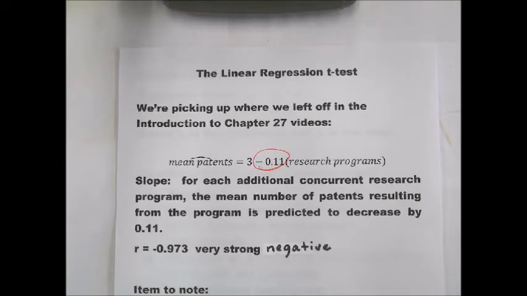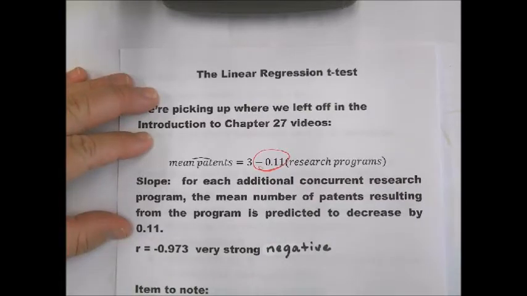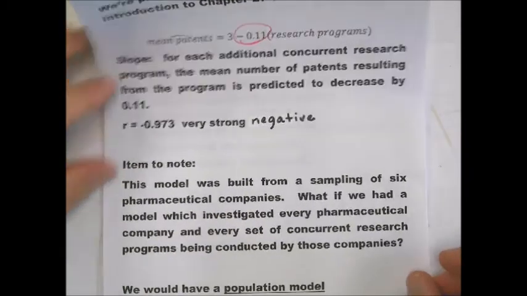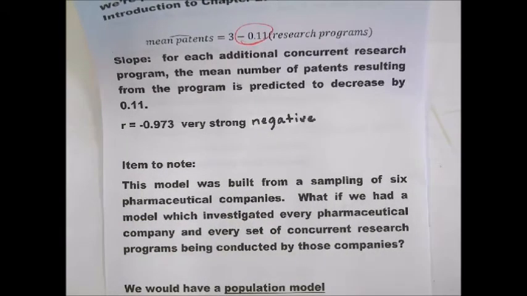Now, something else that was of importance was the correlation coefficient. R equals negative 0.973, which we would term as being very strong negative. Now, something to note, this model was built from a sampling of 6 pharmaceutical companies.